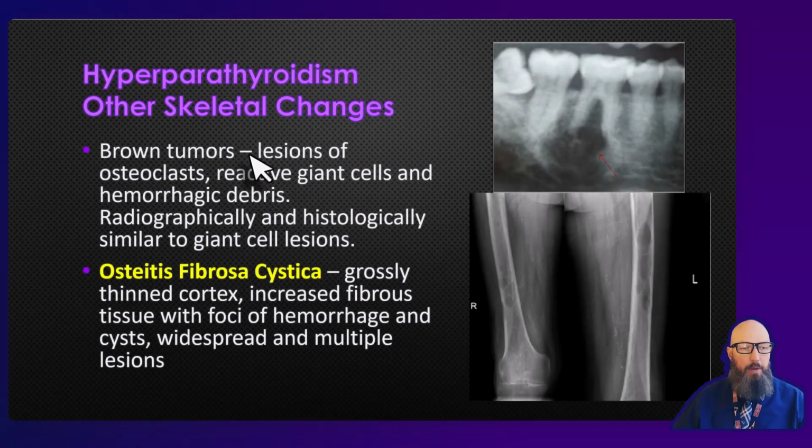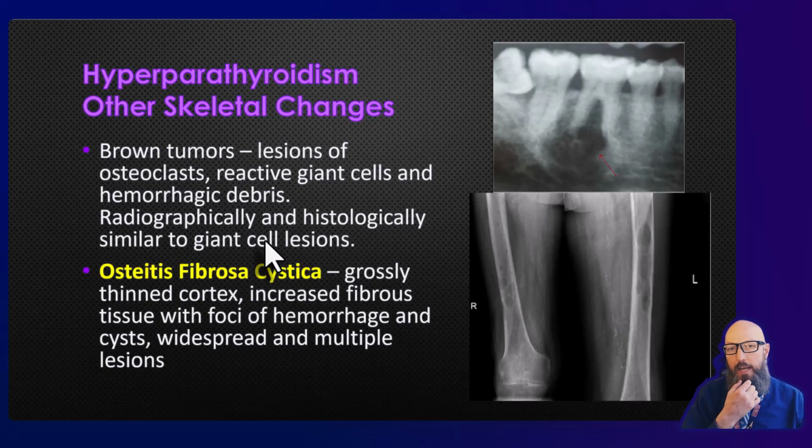Okay, I said I'd talk about this, that hyperparathyroidism is related to these other tumors. We call them brown tumors, lesions of osteoclasts, the reactive giant cells. Radiographically and histologically, they're going to be similar to giant cell lesions. And in fact, histologically, it's going to be really difficult to distinguish this from something like a central giant cell granuloma. Of course, the patient age and the location help. Remember, CGCG is usually located in the anterior mandible in children, but hyperparathyroidism is usually more of a disease of adults, manifesting later in life.